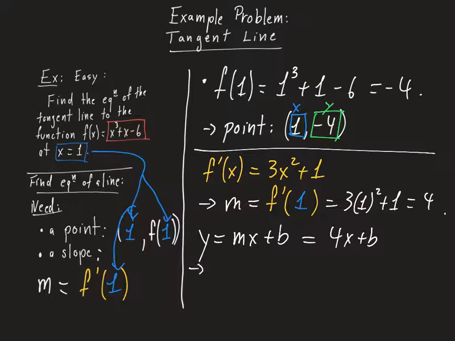So the next step here, we know that our y value is negative 4, is equal to 4, which is our slope, times our x value, which is 1, plus b. And therefore, we are going to get b equal to negative 8.